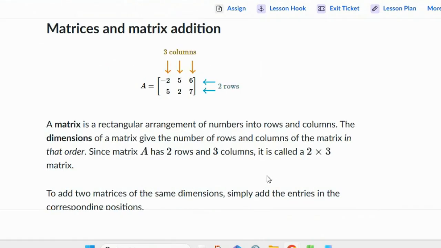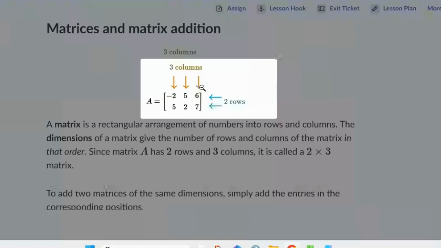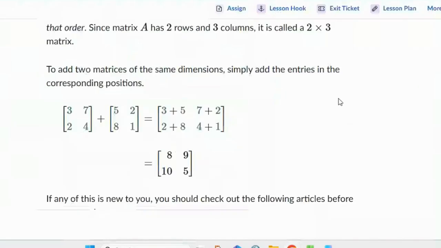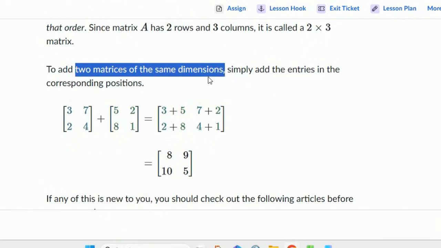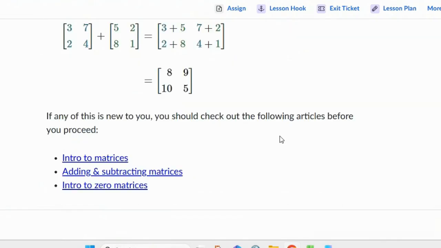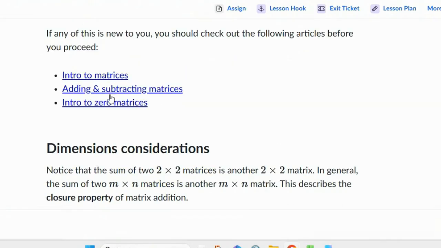Okay, let's explore this a little bit. Again, it reminds us what a matrix is. I think we got it. To add two matrices of the same dimensions, just add the numbers. 3 plus 5, it's 8. 7 plus 2 is 9. Okay, so that's added. Here's reviews for any of those if you need a review.